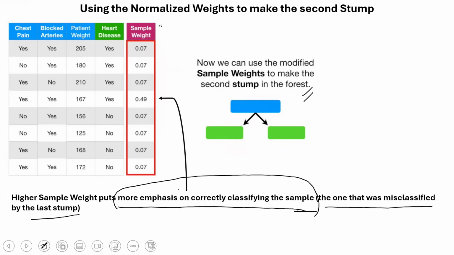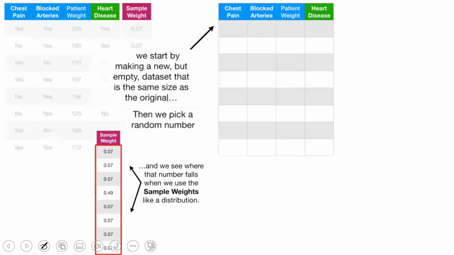Okay, so to create the second stump in the forest, we need to reconstruct this particular data. The data matrix has to be reconstructed such that this sample weight of 0.49 is reflected in this data. Right now, this data doesn't reflect this weightage. We just calculated the sample weight. Now, in the next step, we create a new data set altogether.